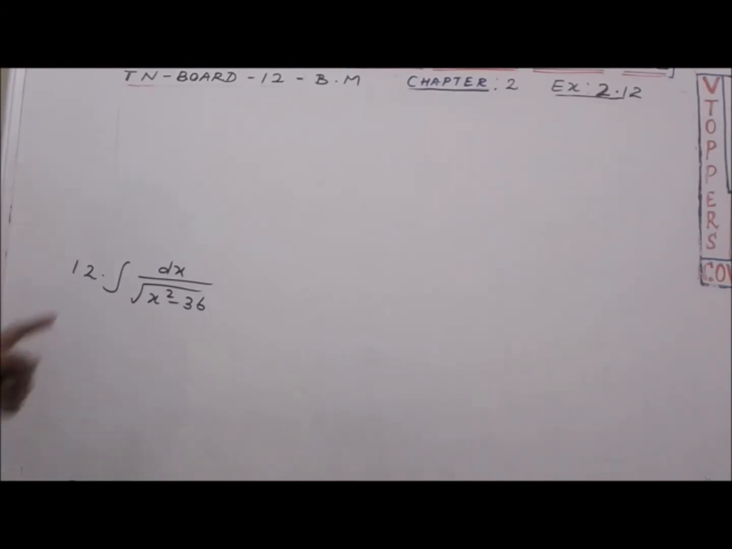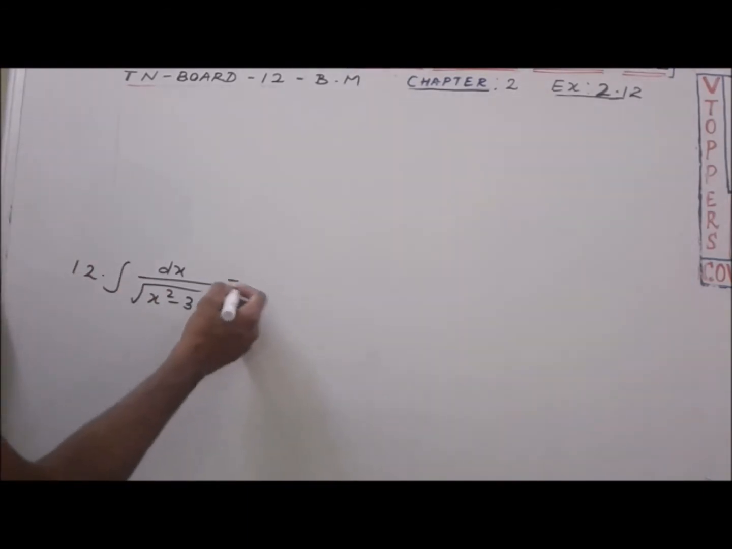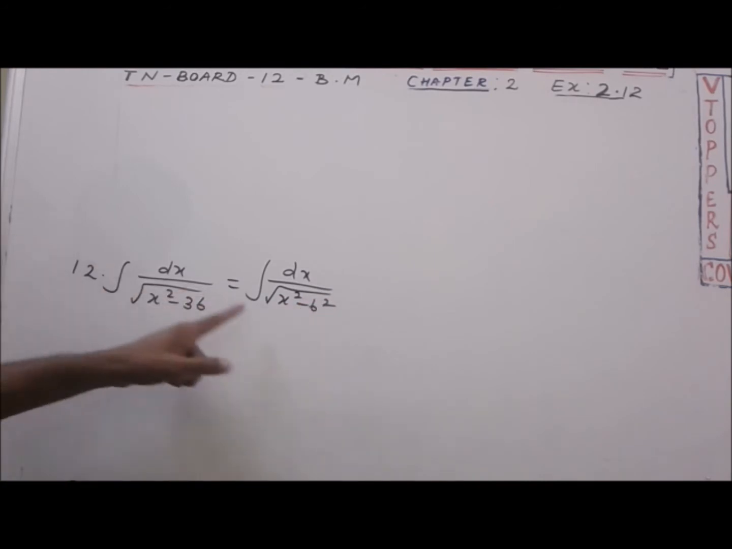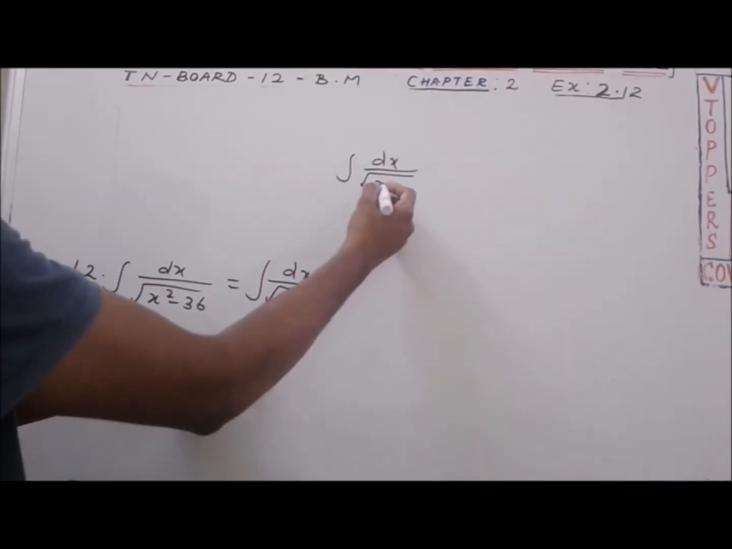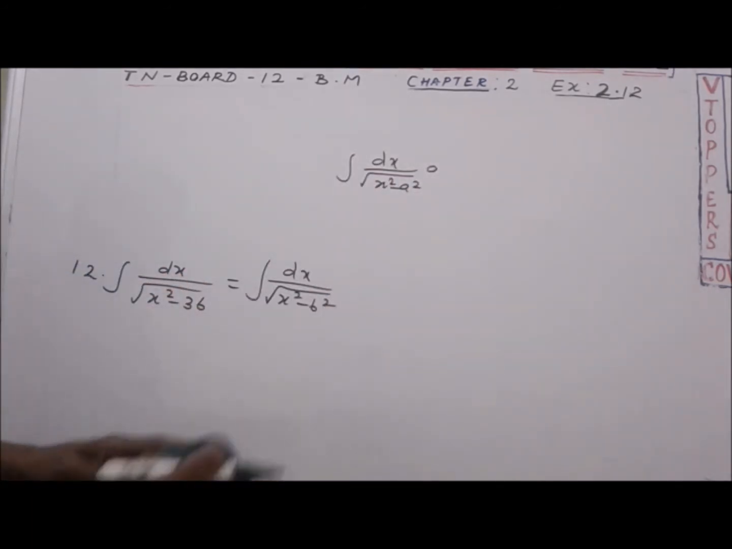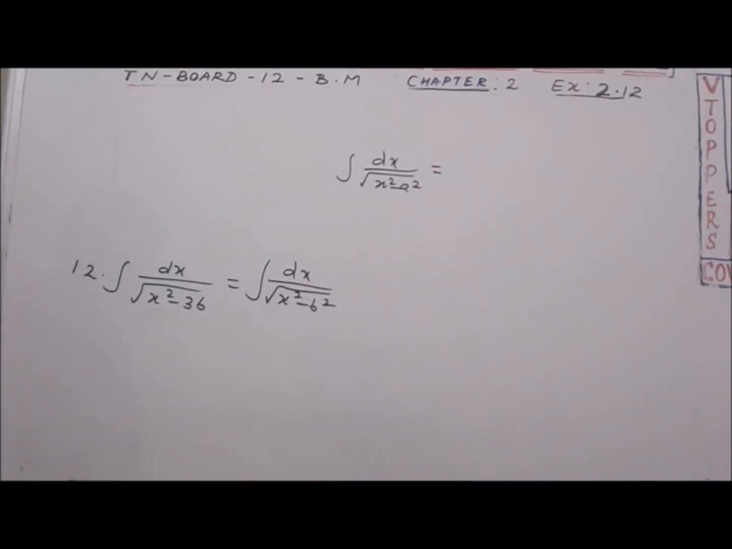Question number 12, integral dx by root of x square minus 36. This can be rewritten as integral dx by root of x square minus 6 square. This is in the form of integral dx by root of x square minus a square. We have a formula for this. This is equal to direct formula we have here.